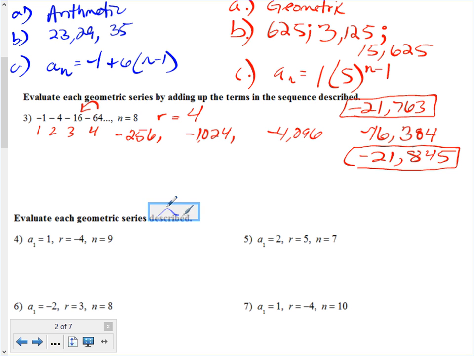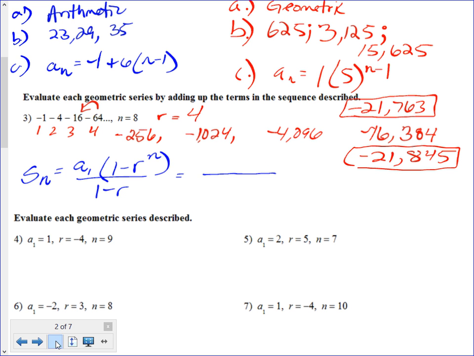All right. Now, do you have to do that every time? No. You don't have to do all that stuff every time. Take this formula right here: the first term times 1 minus the common ratio to the nth, over 1 minus the common ratio.